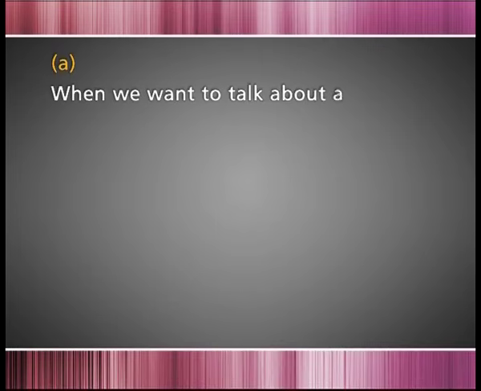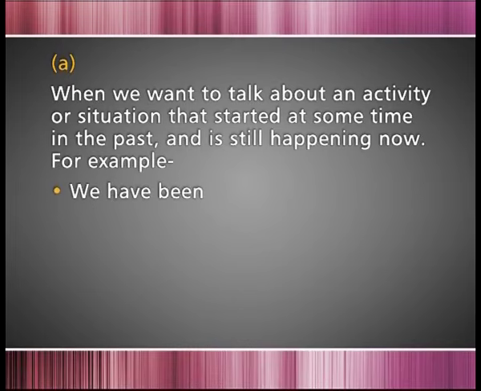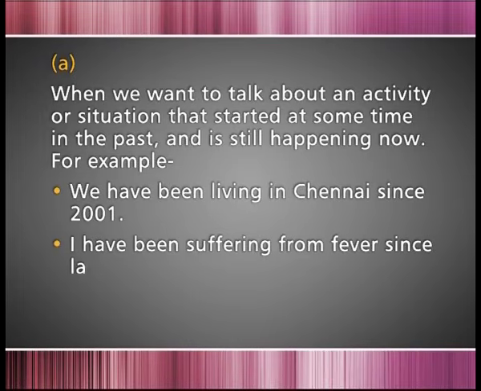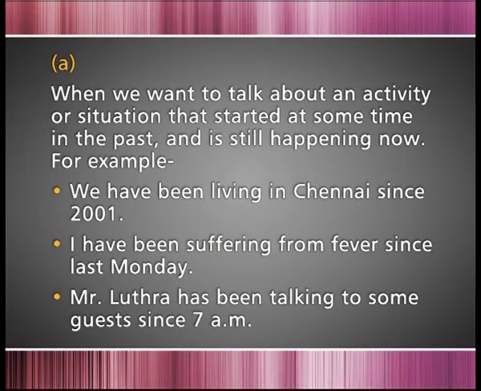Uses of present perfect continuous tense. The present perfect continuous tense is used: A. When we want to talk about an activity or situation that started at some time in the past and is still happening now. For example, we have been living in Chennai since 2001. I have been suffering from fever since last Monday. Mr. Luthra has been talking to some guests since 7 a.m.